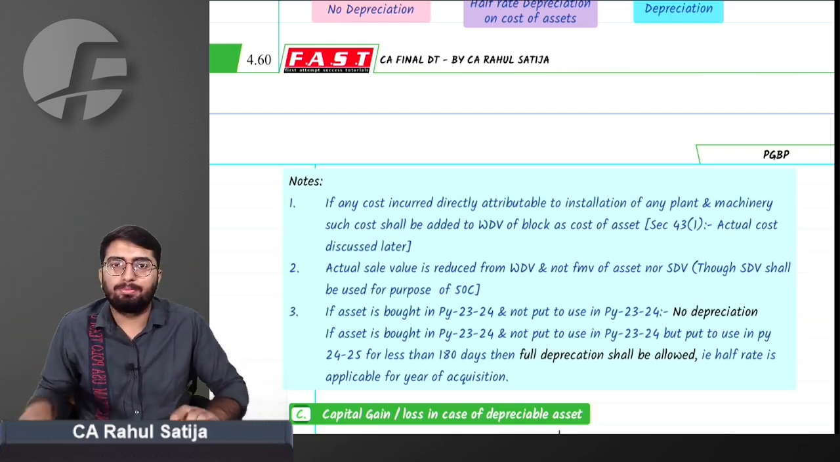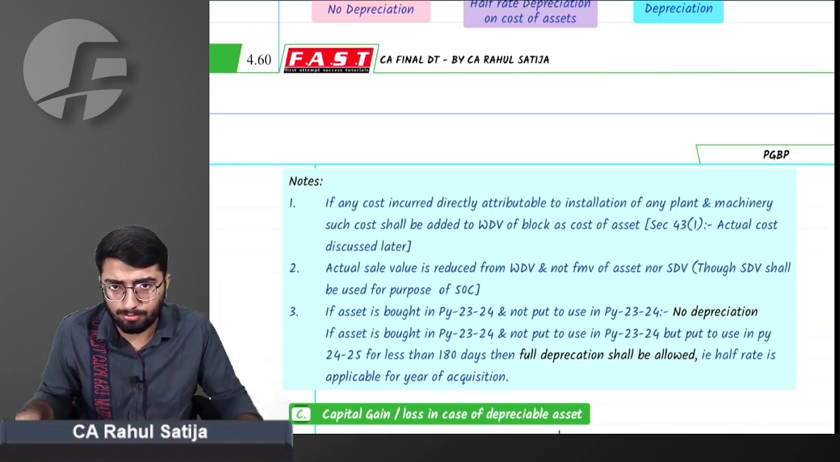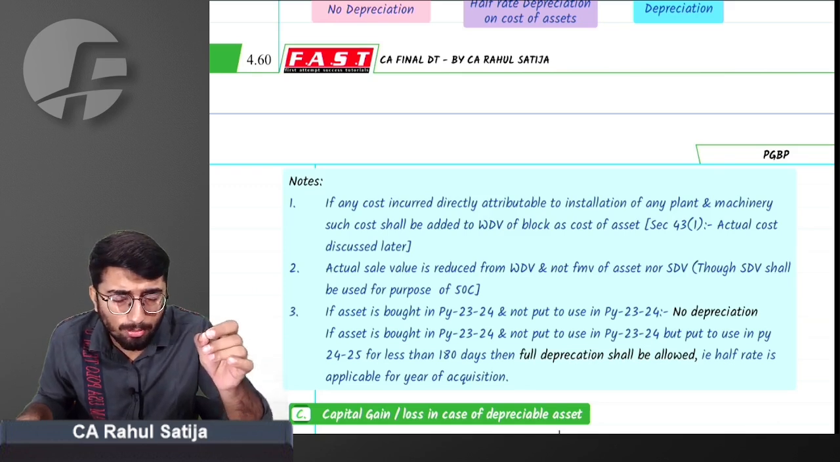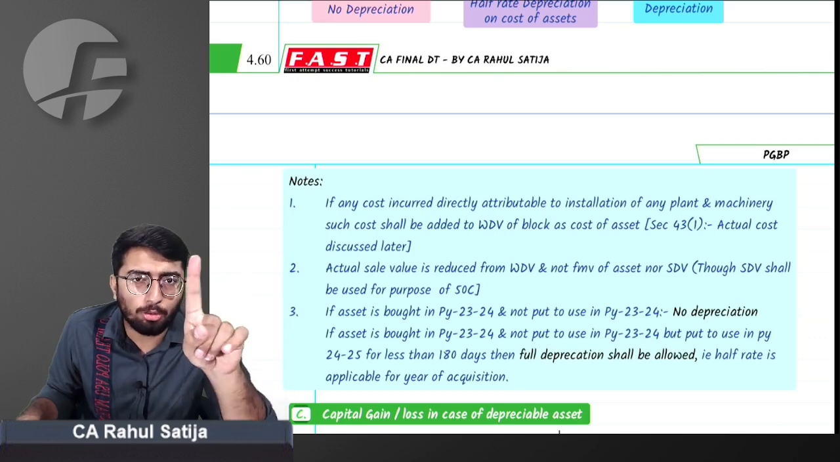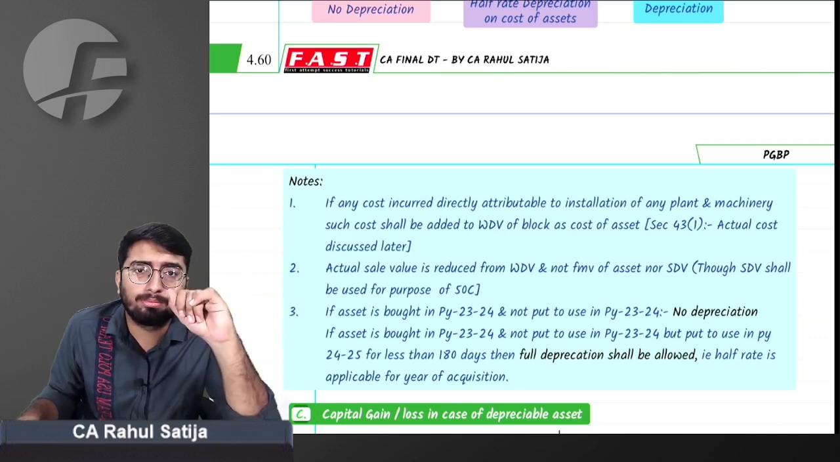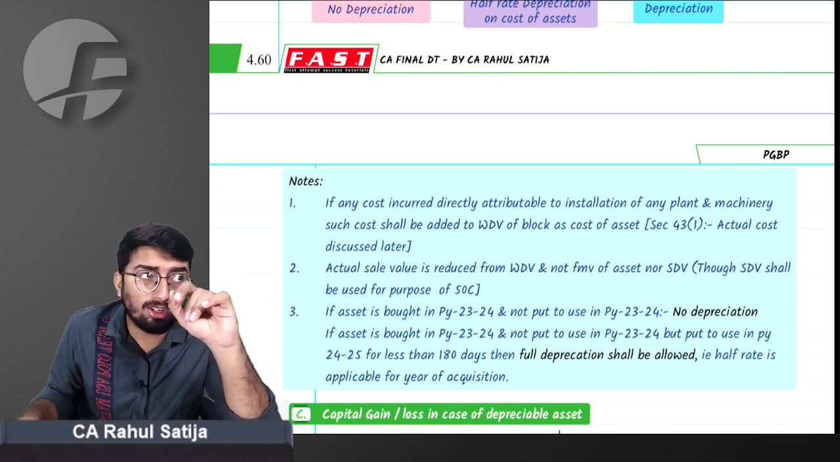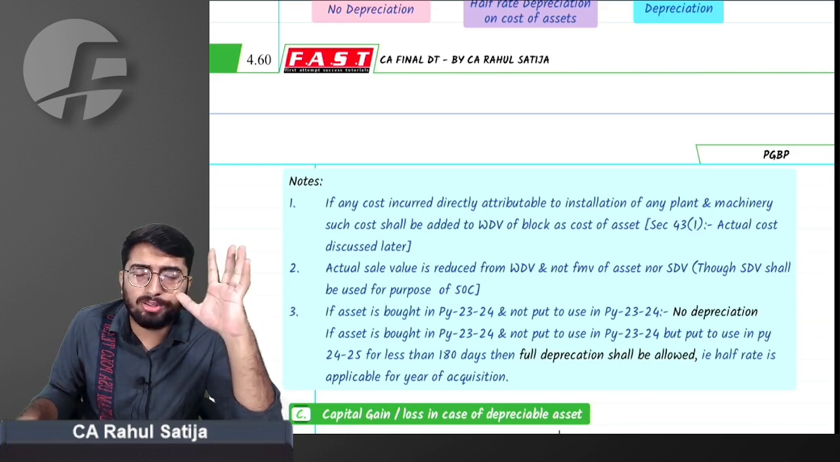I have a block of asset. I sell one of the assets from that block. Then at the time of sale, what amount has to be reduced from the block? Actual sale value is to be reduced. Even if you are selling it for 1 rupee, sir, 1 rupee has to be reduced from block. You are selling for 50 rupees, 50 rupees to be reduced from block. You are selling for 1 million rupees, 1 million rupees have to be reduced from block. Actual sales value is to be reduced.